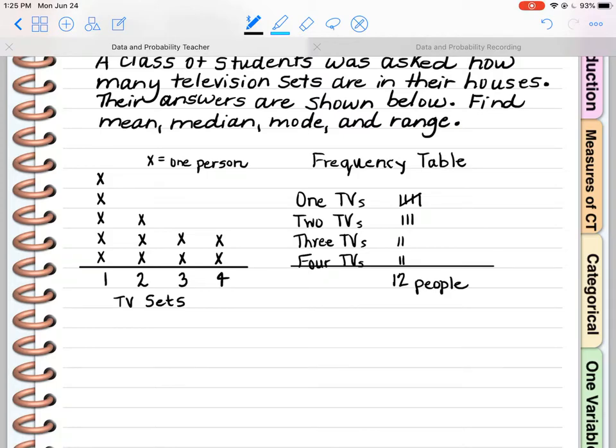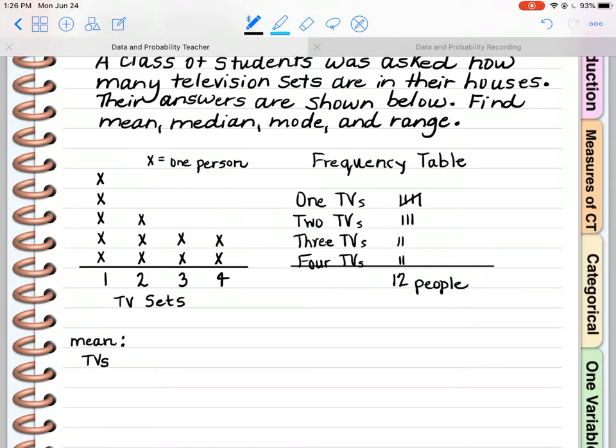Okay, we are supposed to find mean, median, mode, and range. So let's start with mean. It doesn't really matter. But I want you to be very, very careful with mean. This is one reason I wanted to do this problem, is to help you know how to actually add these things up. We are finding the mean number of TVs, not the mean number of people. That's very, very important to understand.